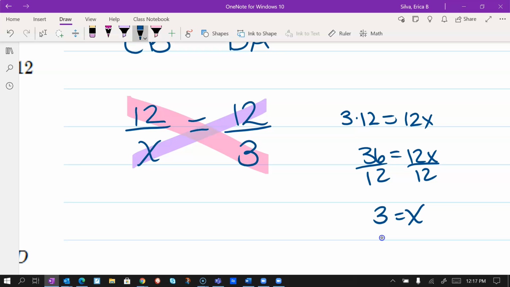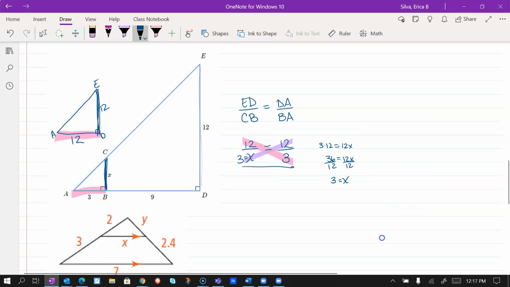Now, if you look at your proportion, in order for these two to be equal, your X has to be 3. Any questions? Awesome. Let's do one more.